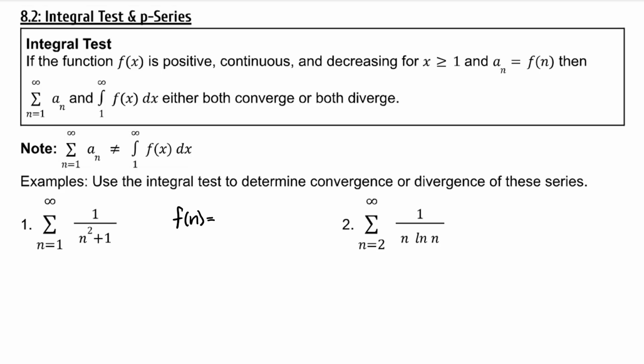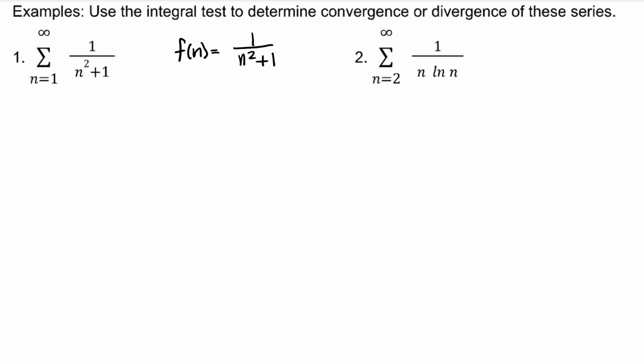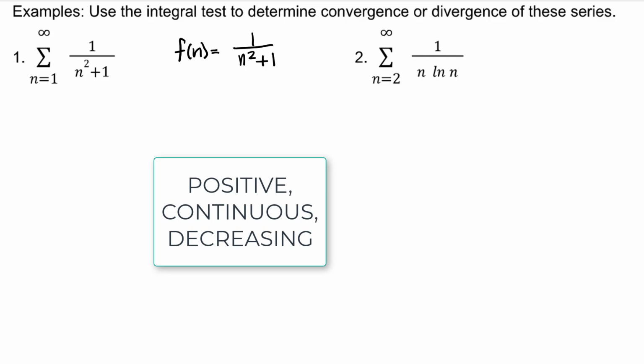A sub n as a function would be 1 over n squared plus 1. This associated function is positive. It has a horizontal asymptote at y equals 0. It is decreasing. Each term is getting smaller than the term before. And it is a continuous function. Notice how there are no asymptotes or holes.